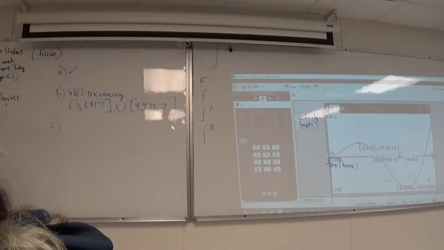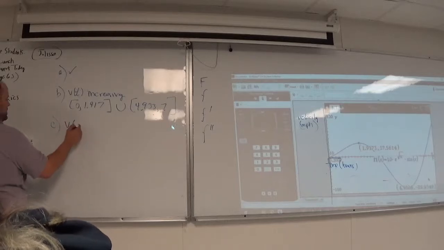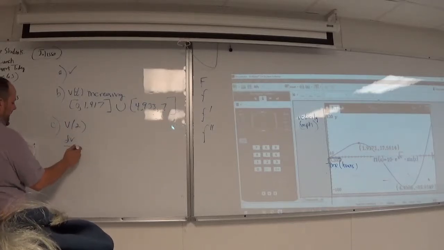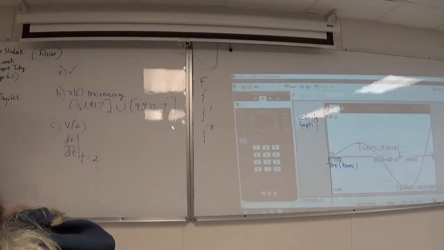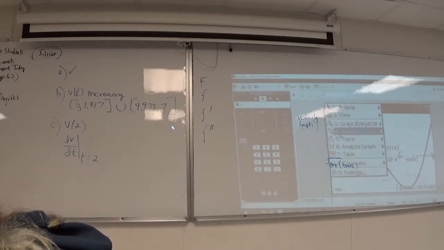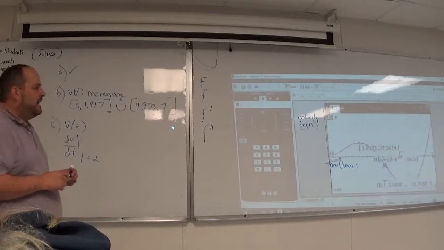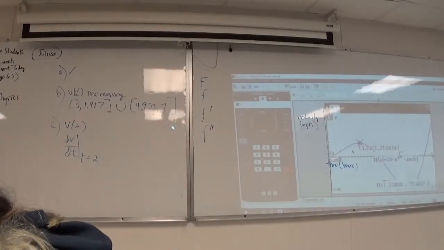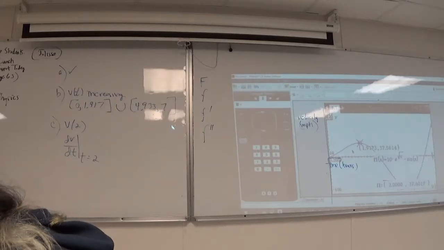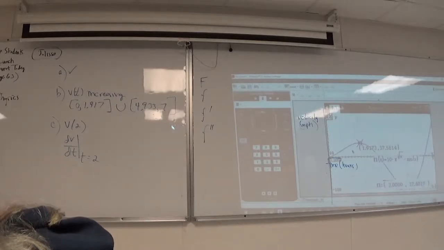All right, part C. Evaluate v of 2 and dv dt at t equals 2. Using correct units, explain the meaning of each answer in the context of this situation. This is where I'm going to shut up and let you do what you can do with your calculator. I want the number, I want the units, and I want an explanation of what that means.